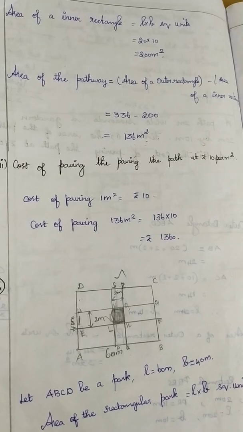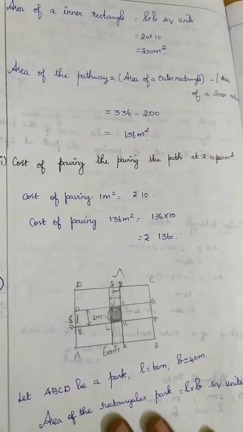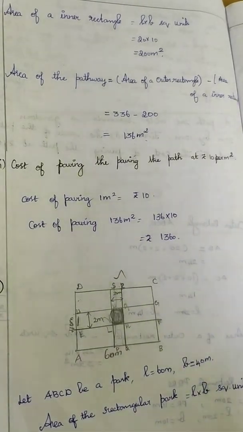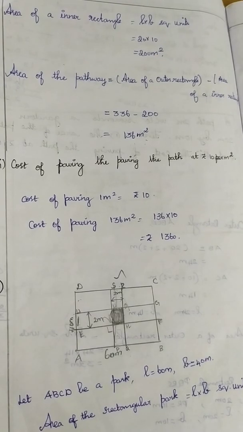So pathway, it is an easy concept. The outer region subtracted by the inner region, that is the concept. Square means we will use the square formula, rectangle means we will use the rectangular formula.